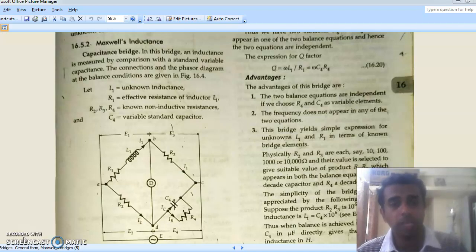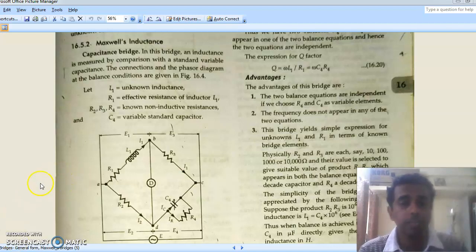Last time I made a mistake. In a decade resistance box, the resistance value changes in multiples of 10 rather than multiples of 100. And today we'll see Maxwell's inductance-capacitance bridge. Here the only difference is that the unknown inductance is calculated in terms of a known capacitance. There it was in terms of a known inductance, here the unknown inductance is being compared with a known capacitance.